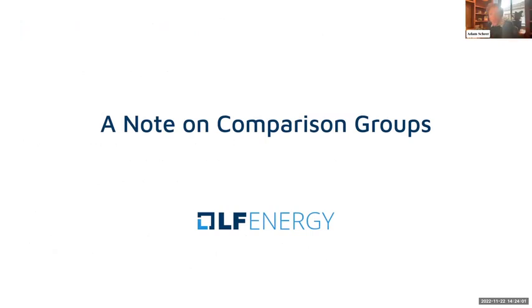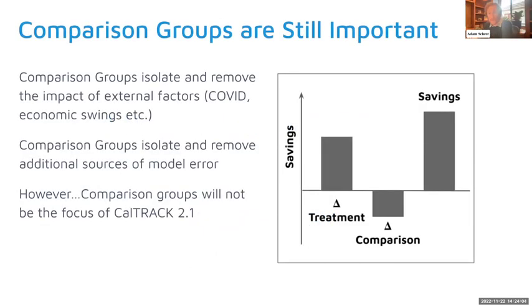Great. Just a really quick note on comparison groups. Comparison groups are still important because they help remove model bias, and model bias can come in a few forms. One form is external factors like global pandemics, economic recessions, inflation pressures, things like that. And we're not going to be adding a global pandemic variable to CalTrack anytime soon. I hope folks are on the same page as we are with respect to that.